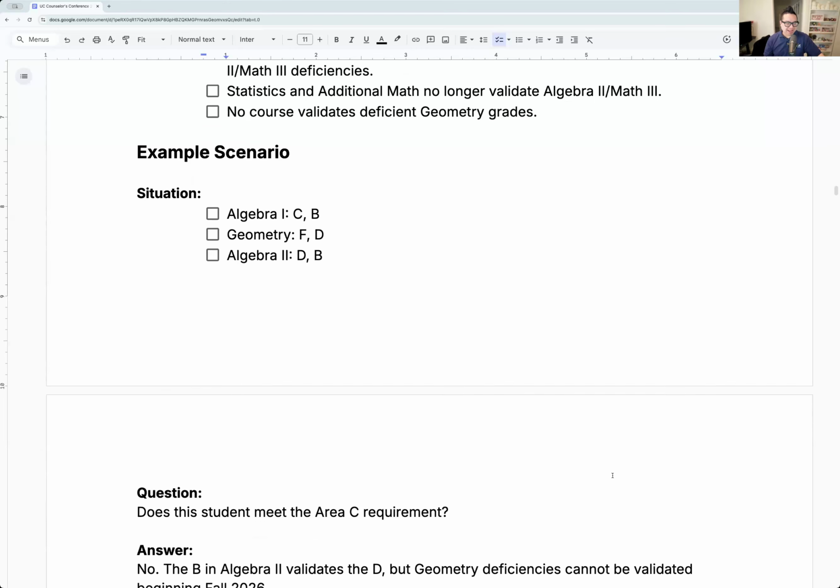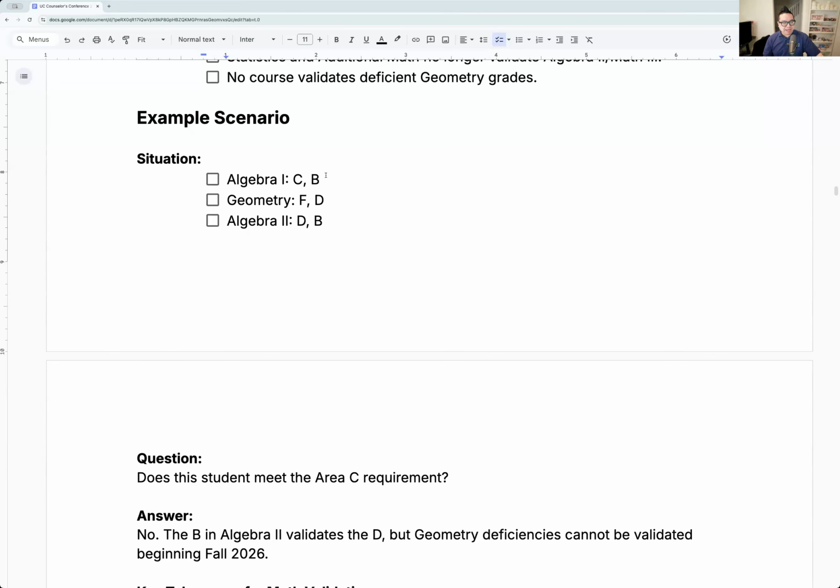People are saying no. The answer is no. The C is passing, B is passing, you're good. F, ooh, not good. D is not passing. If the student got a C in the second semester, it would have counted for first and second semester, then you're good. But because they got D both semesters, failing grades, they have to retake geometry in the future. And algebra 2, D, they didn't pass it, but the B they did. So the B will count for the D, which means they'll get credit for algebra 2. So they only need to retake specifically geometry semester 2.